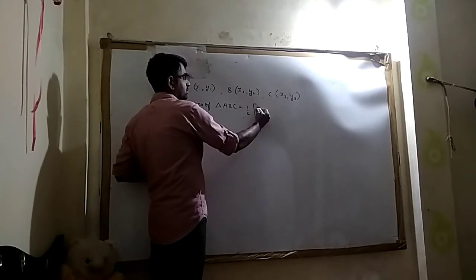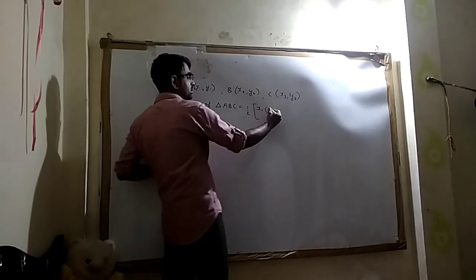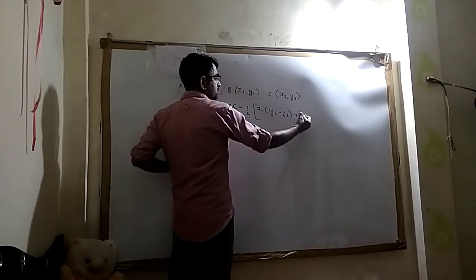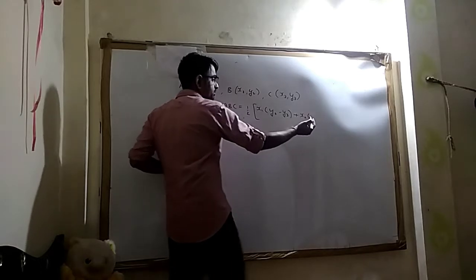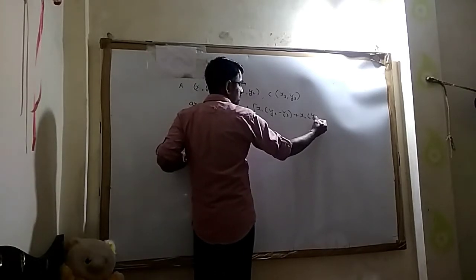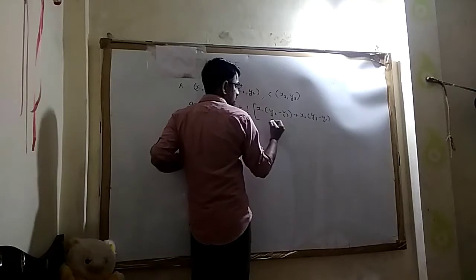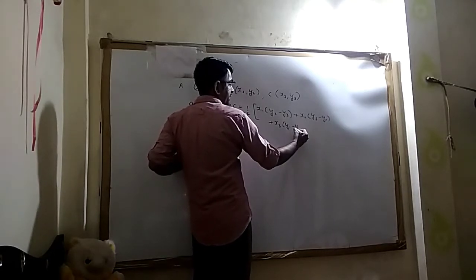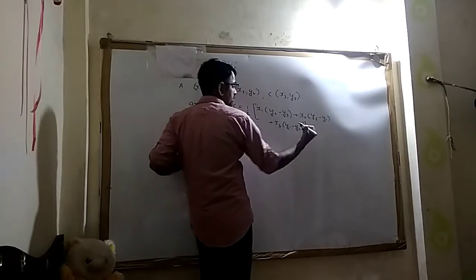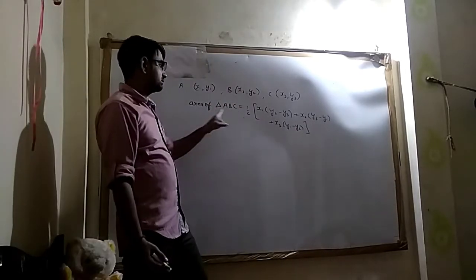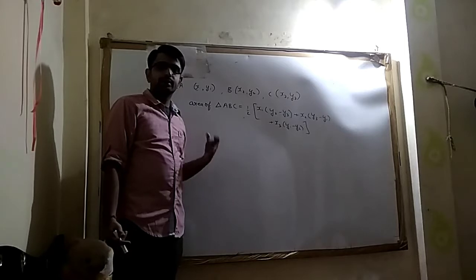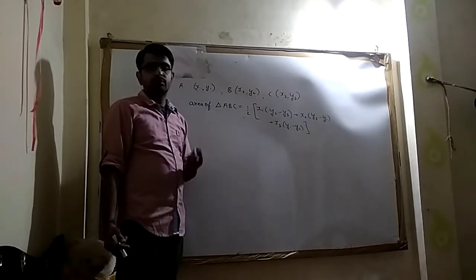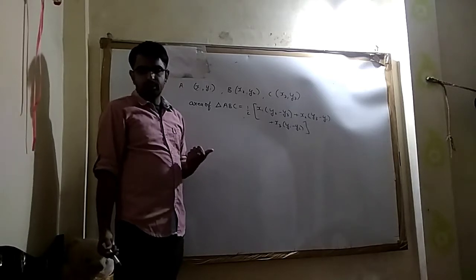Now x1 (y2 minus y3) plus x2 (y3 minus y1) plus x3 (y1 minus y2). So simple, this is the formula for finding the area of triangle when you are given the coordinates of the 3 points. Okay, we will do one question.